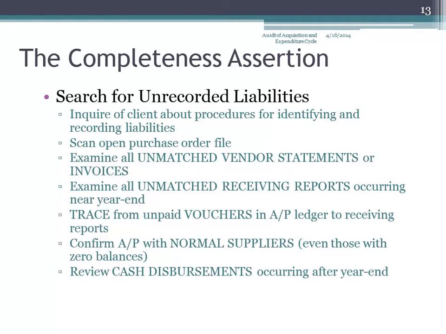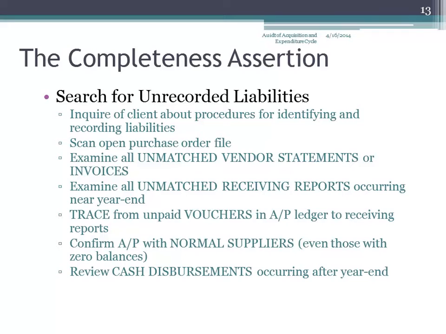Because there are a lot of things going on at year end, it's a possibility that something could fall through the cracks. So you want to look at receiving reports around year end, right before and right after. Look at tracing from unpaid vouchers in the accounts payable ledger to receiving reports. So look at where you're going. You're going from unpaid vouchers to the receiving report. You want to make sure that what's recorded in there should be recorded in there, because the receiving report is the document that triggers recognition of the liability.